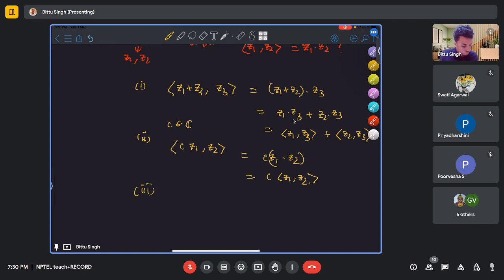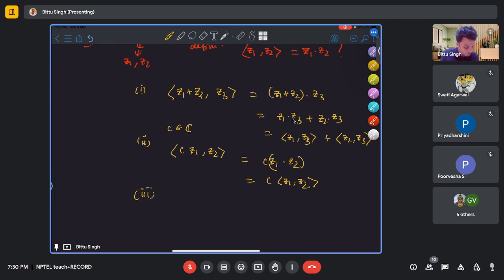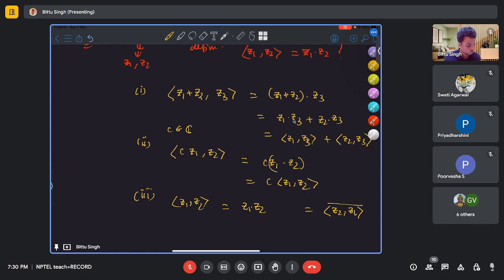Now we need to check the symmetry. So z1 inner product with z2 is actually z1 times z2. Now, will it be the same as z2 times z1 bar? But will it be the same? You can see that z2 times z1 bar, by definition, is z2 times z1, and then take the conjugation.